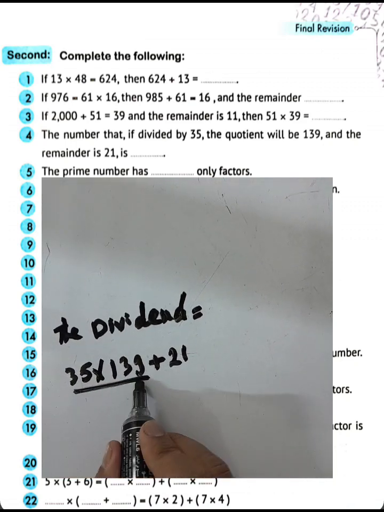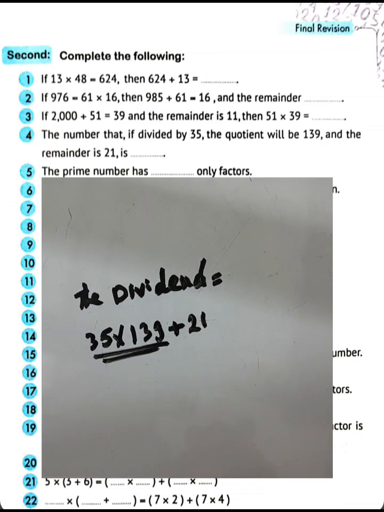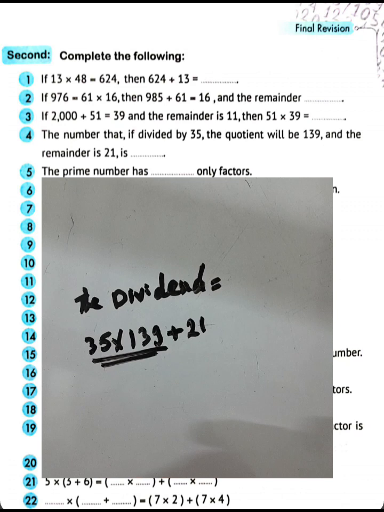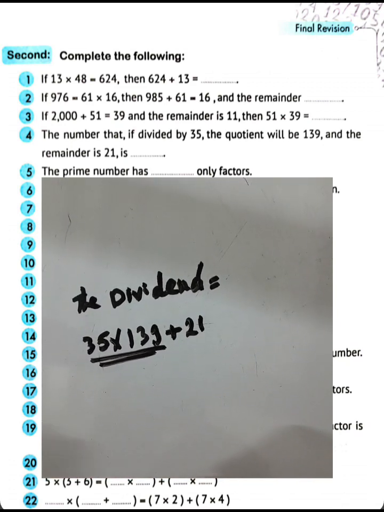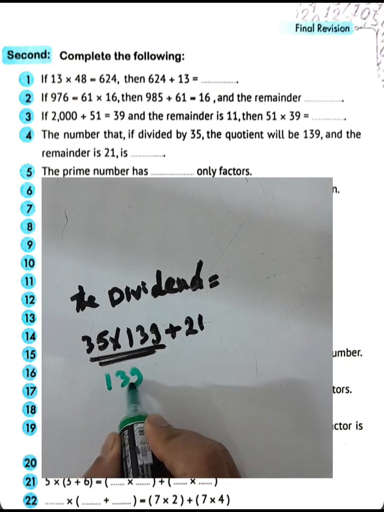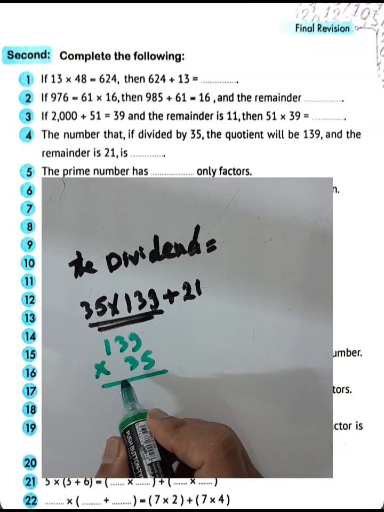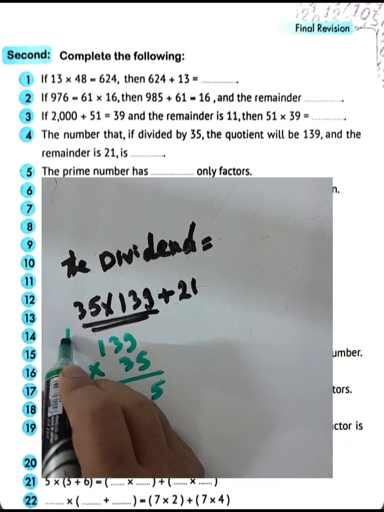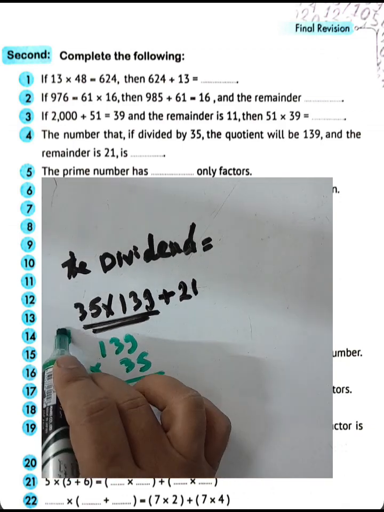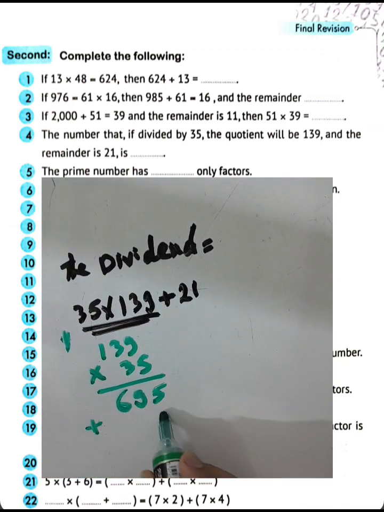First step, find the multiplication of 139 and 35 using long multiplication. Write 139 on top and 35 below. 5 times 9 equals 45. Write 5 and carry 4. 3 times 5 is 15, plus 4 equals 19. Write 9 and carry 1. 1 times 5 equals 5, plus 1 equals 6.